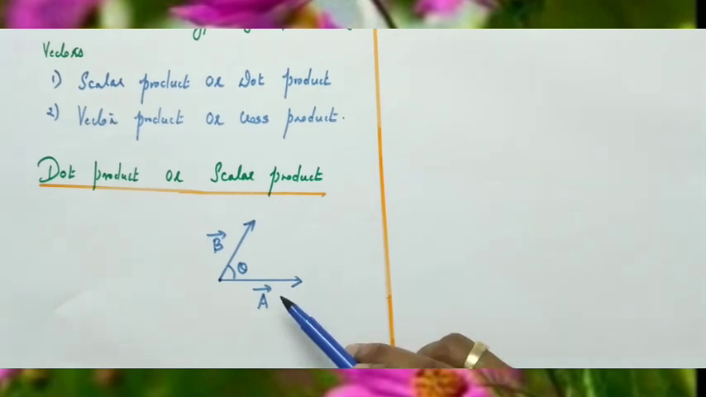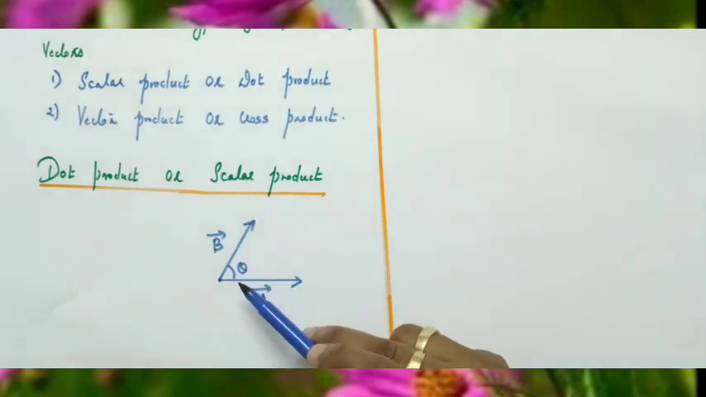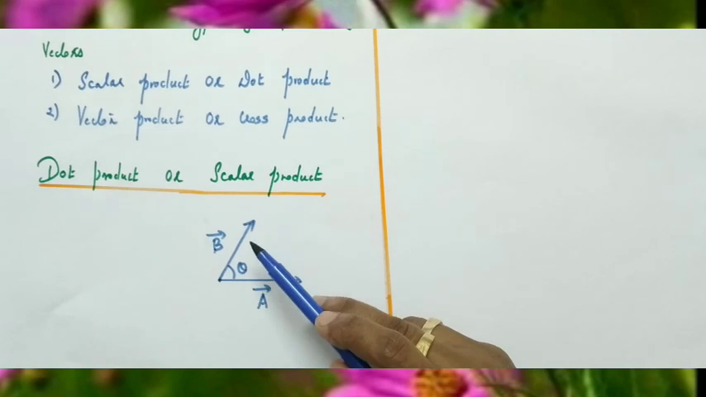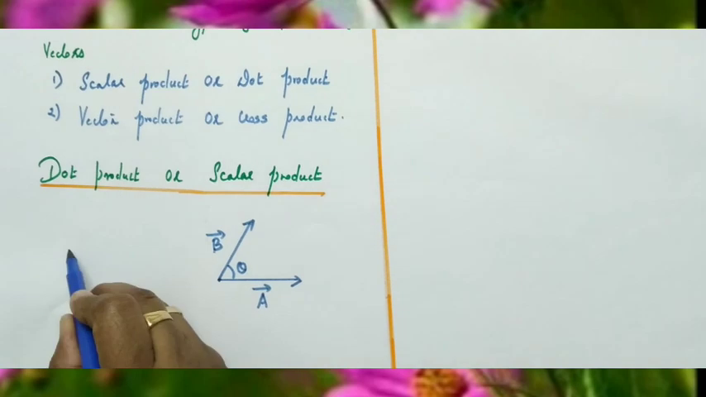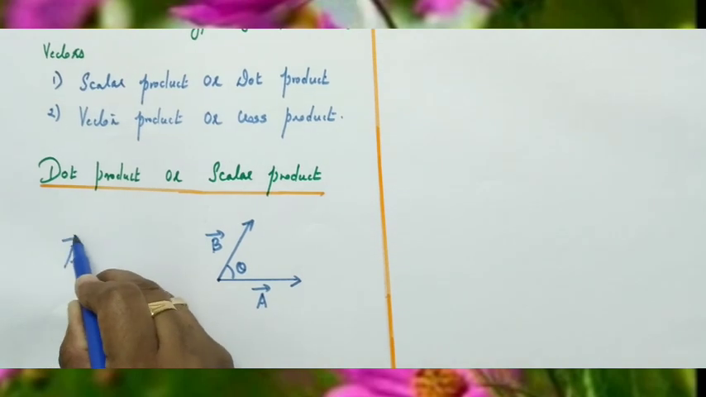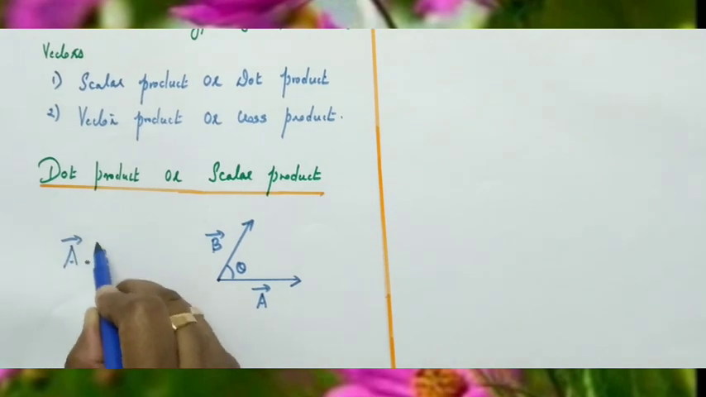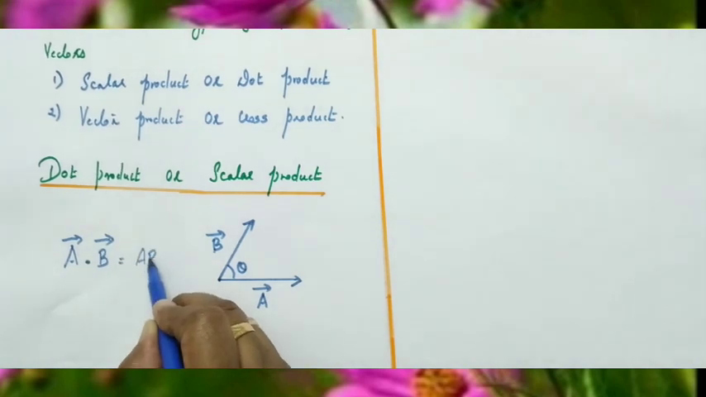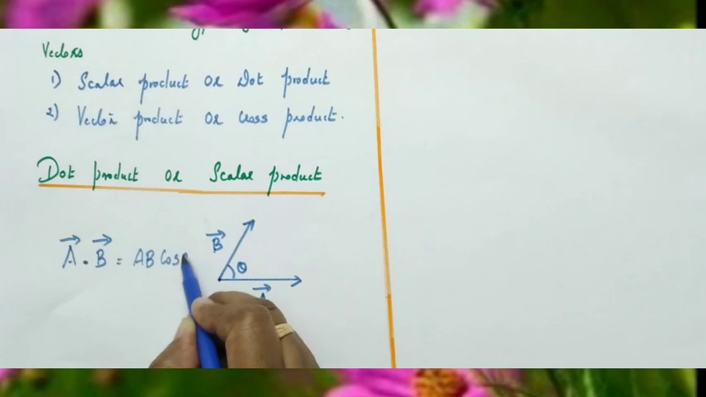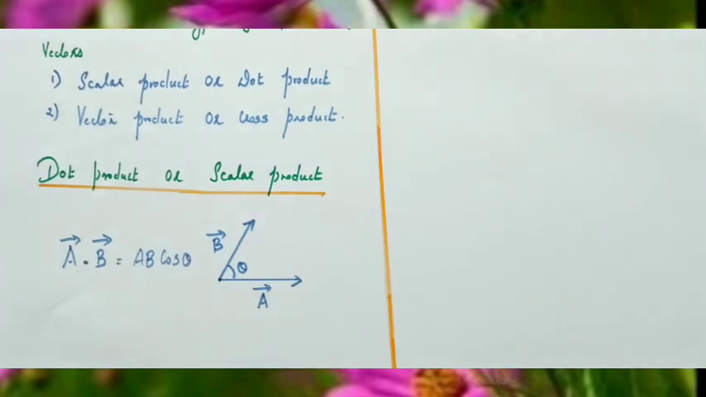Consider 2 vectors, vector A and vector B, separated by an angle theta. Now the dot product or scalar product between the 2 vectors is given by vector A dot vector B, that is called a dot product. Vector A dot vector B equals AB cos theta. If A and B are the 2 vectors separated by an angle theta, then the dot product of 2 vectors is vector A dot B equals AB cos theta.